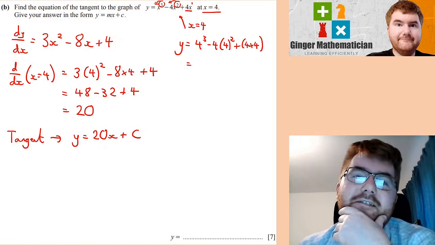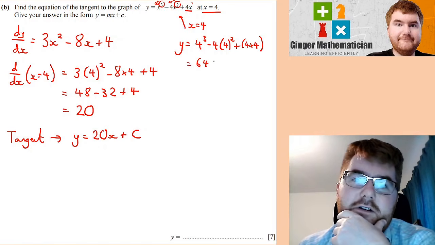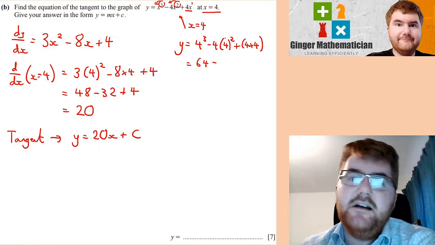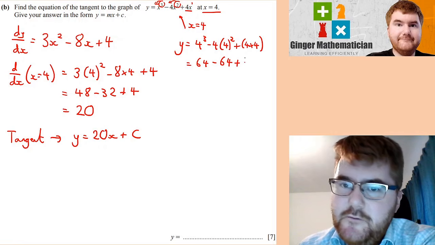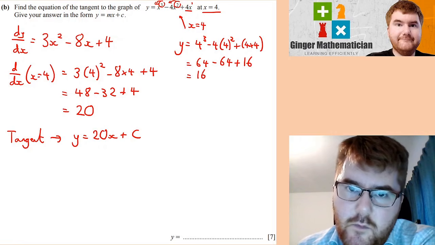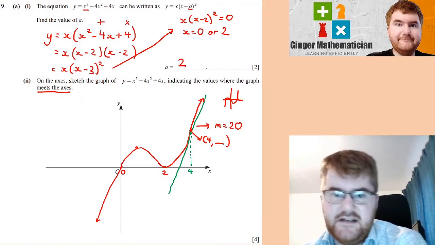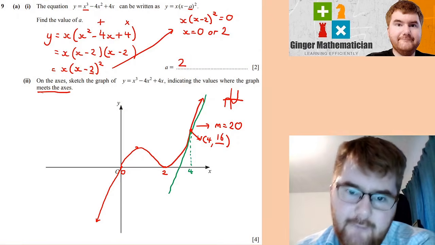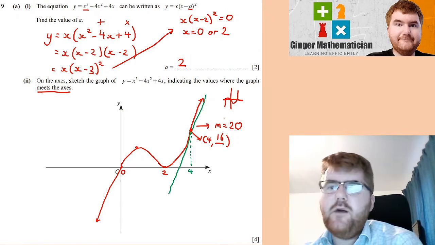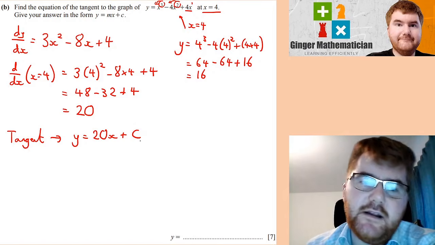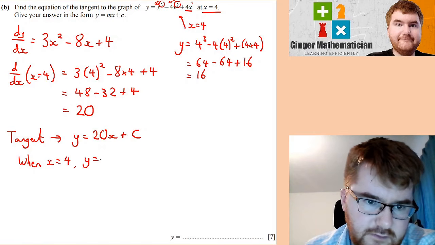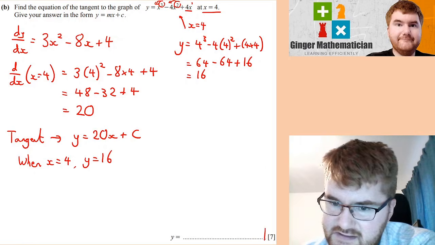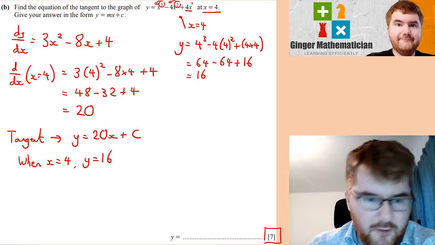So we get 4 cubed is equal to 64. Well, 4 squared is 16. 16 times 4 is 64. Oh, that's nice. That cancels. And then we get 4 times 4 is 16. So when x is 4, y is 16. So this coordinate is actually 4, 16. And now we have enough information to work out c. So when x is equal to 4, y is equal to 16. You can see why this is a 7-mark question. A lot of work involved.